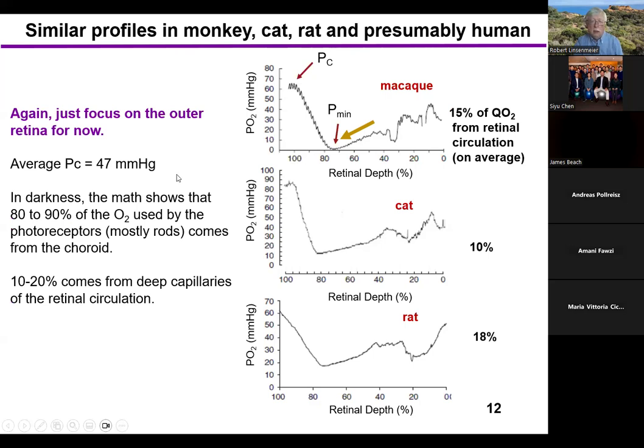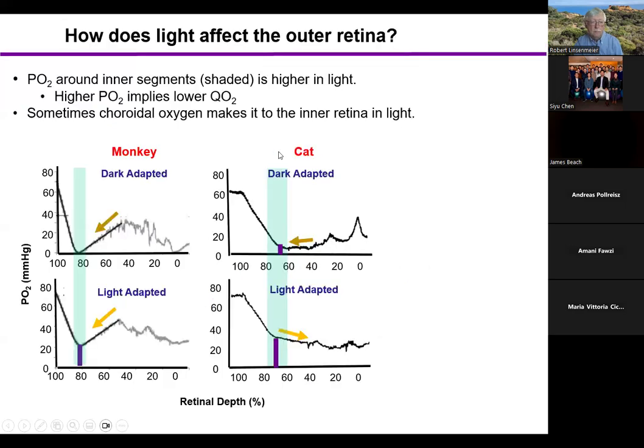And in darkness, what the model allows us to do is to say that there's 80% of the oxygen for the photoreceptors that comes down this gradient from the choroid, and only 10 to 20% that comes from the retinal circulation down this shallower gradient. That 10 to 20% is probably quite important, but most of the oxygen for the photoreceptors comes from the choroid.